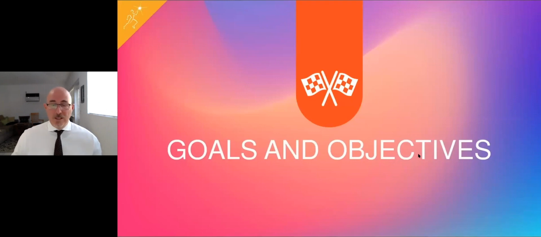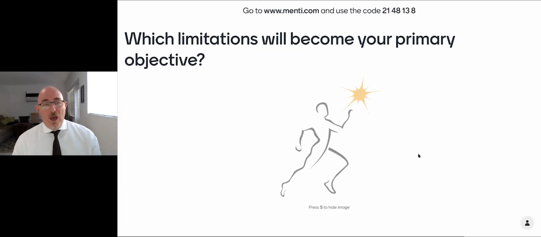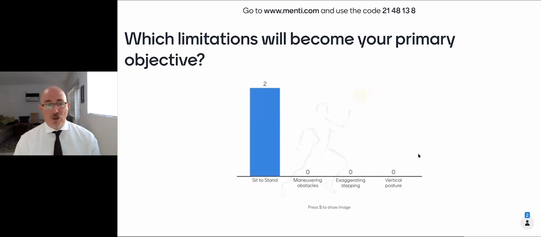So let's set some goals and objectives, and let's see what we got here. Which limitations will become our primary objective? And let's see what we come up with. This is up to you. You're going to write in or choose what you think is going to be our best objective that we could measure for Arthur.